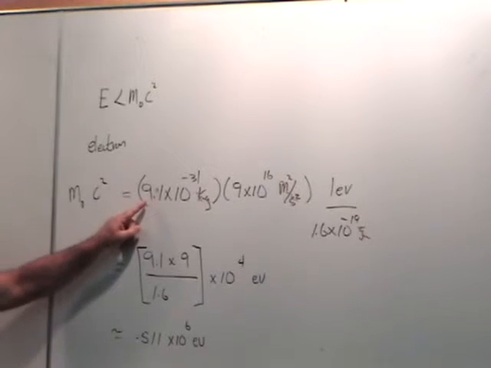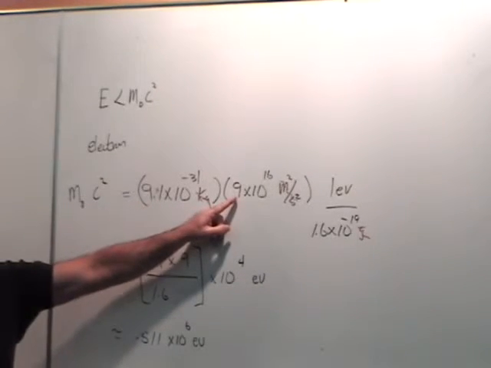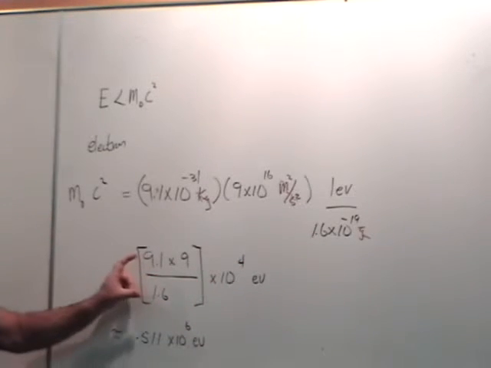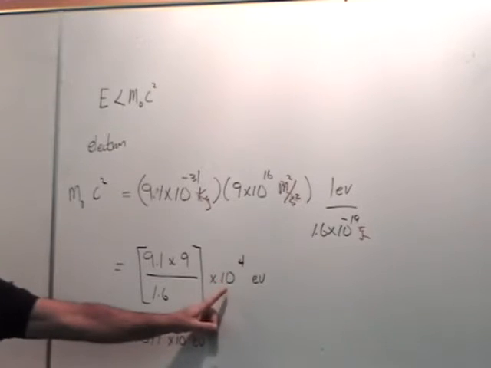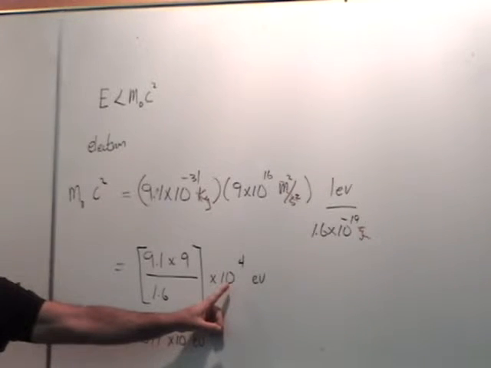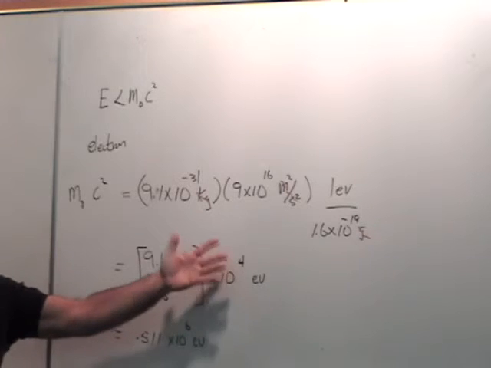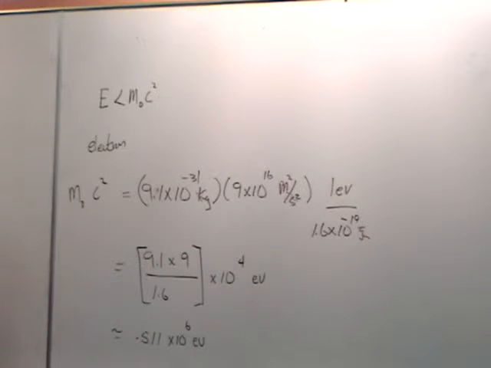So it's 9.1 times 9 divided by 1.6 times 10 to the, and if I do the arithmetic in my head, I get 10 to the plus 4, do you? Yeah. So you should not be dealing with the power of 10 in your calculator, just 9.1 times 9 divided by 1.6, and then when I move the decimal point again for deliberate reasons, I get 0.511 times 10 to the 6 electron volts, do you?